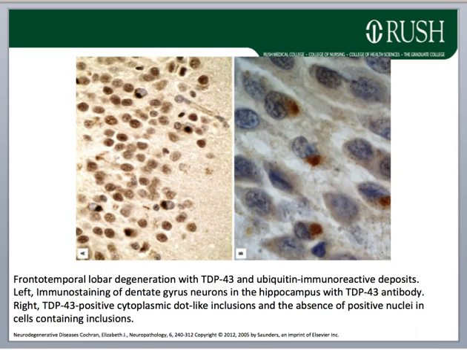The image on the left shows immunostaining of dentate gyrus neurons. So these are intranuclear inclusions from the hippocampus with TDP-43 antibody. To the right, you can see TDP-43 positive cytoplasmic dot-like inclusions in the absence of intranuclear inclusions.